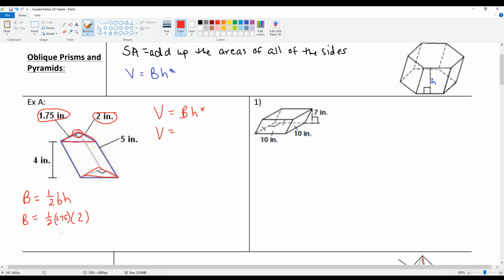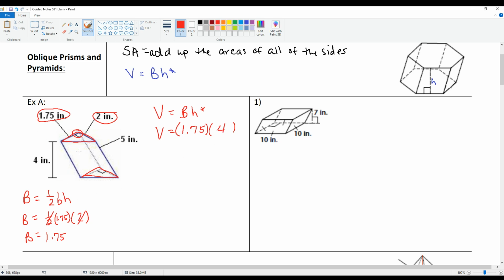Going ahead to solve this, you could plug this in your calculator if you like, but I actually just see that these cancel out, leaving me with 1.75 as the answer. And that's what I'm going to go ahead and plug in right here for base. Next, I need H star. That is the height of the shape. The height of this shape is 4 inches.